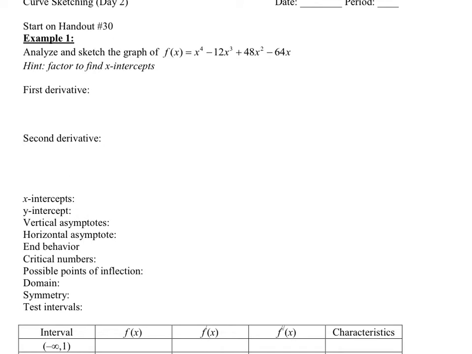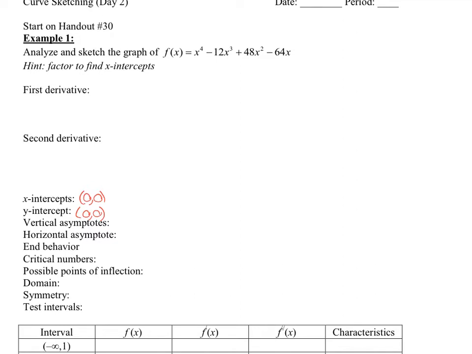So immediately, what do you see? What do you know about this function? It goes through the origin. It's a polynomial. It goes through the origin because there's no constant term. So we actually know our y-intercept is 0, 0. And we actually know that one of the x-intercepts is going to be 0, 0 as well. Okay? It's a polynomial, so what does that tell us? It's continuous everywhere. It's differentiable everywhere. There's no asymptotes.